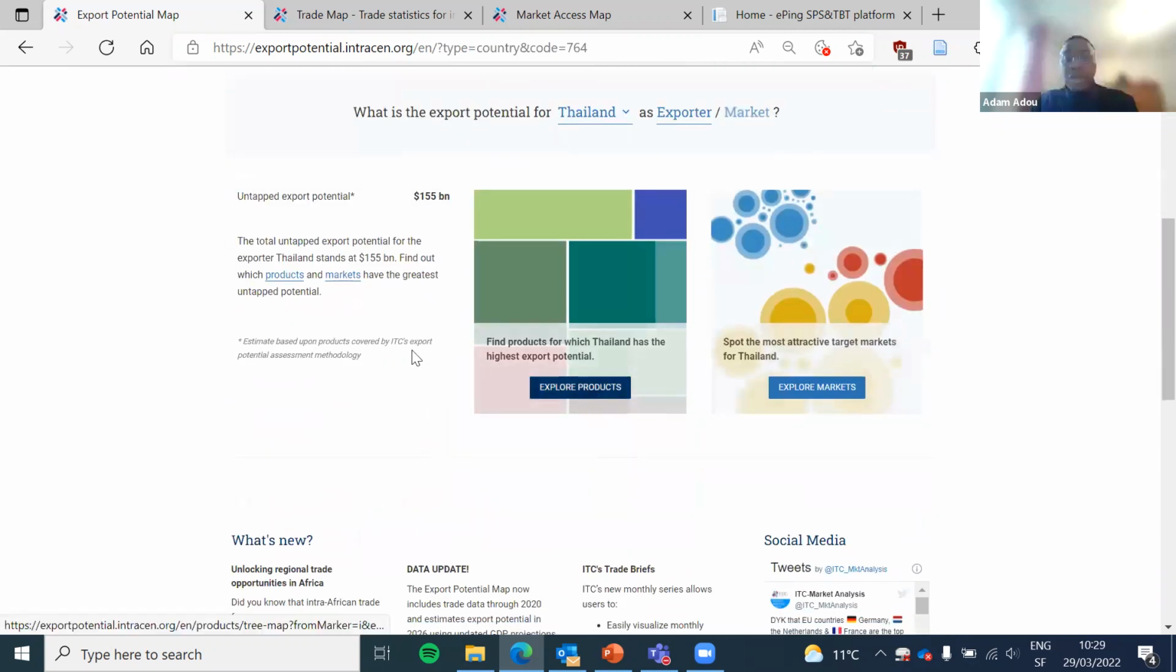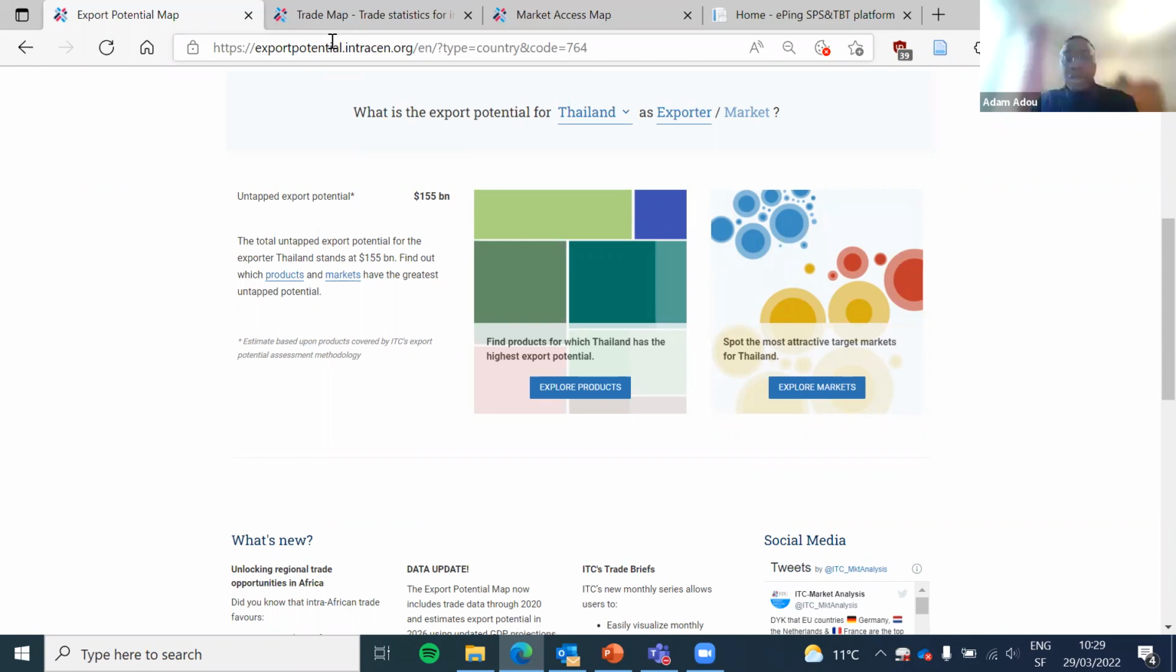And let's go. So the first information that you have is for all the products that Thailand is exporting. This is the untapped export potential. So this is what, at its best, if everything somehow was solved in terms of market access, if Thailand was doing its best, this would be what Thailand could reach in terms of export value. So $155 billion in total.